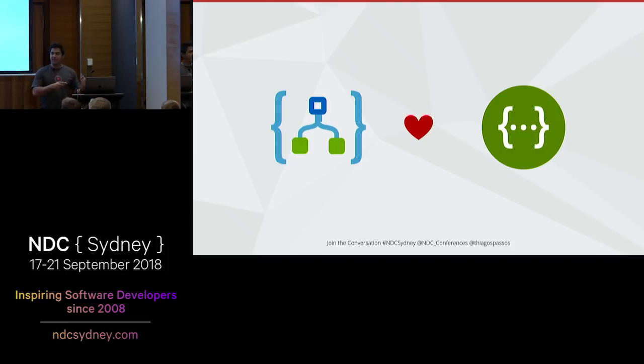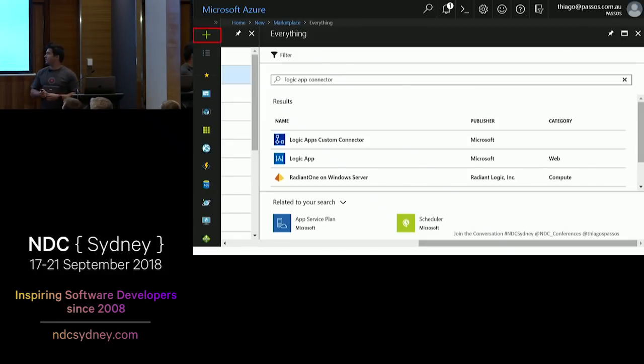And as a developer, if you have that set up in your application, you are one step ahead on creating your custom connector. So let's see how we can create one. So you can go to the portal, you can click on that plus button there, and you can look for Logic App connector.